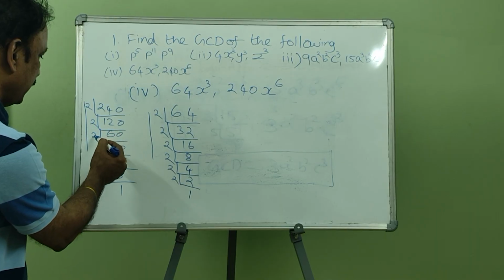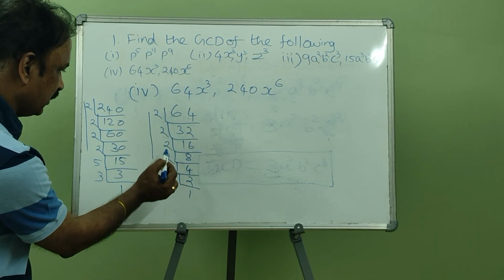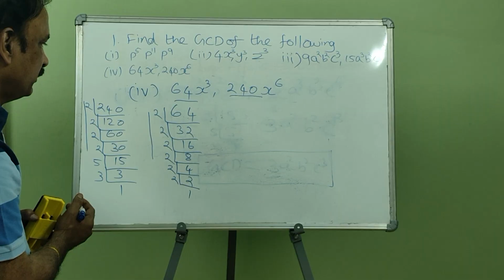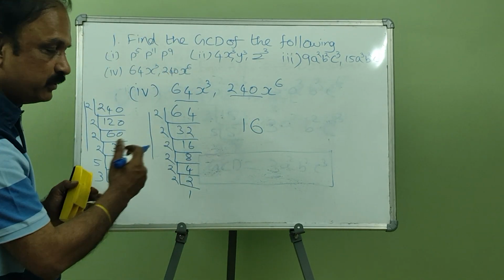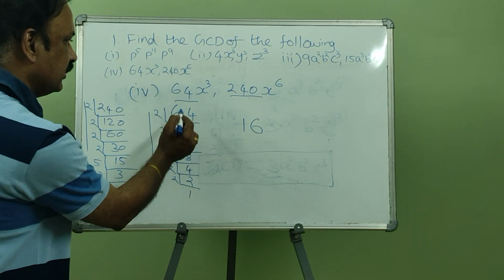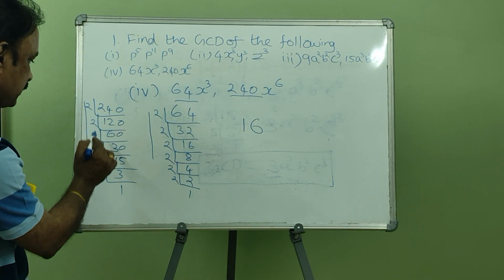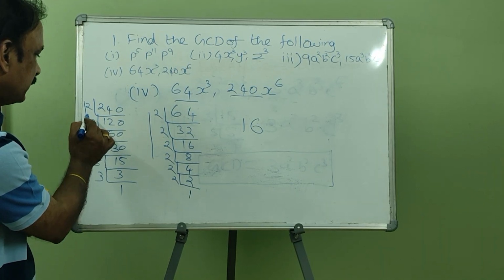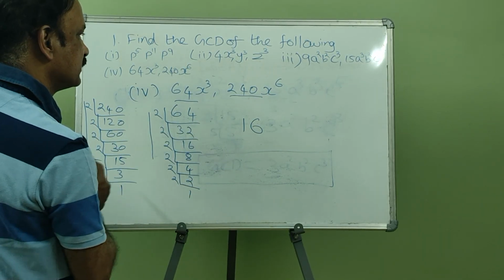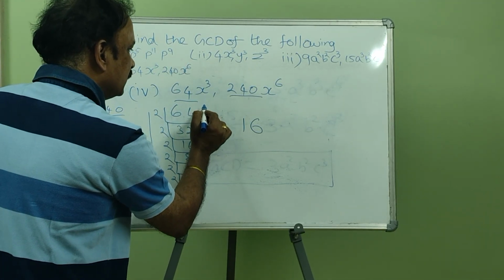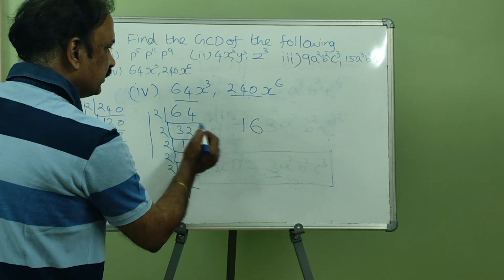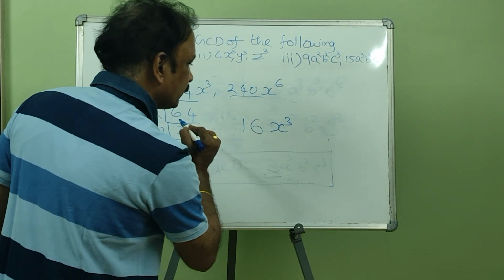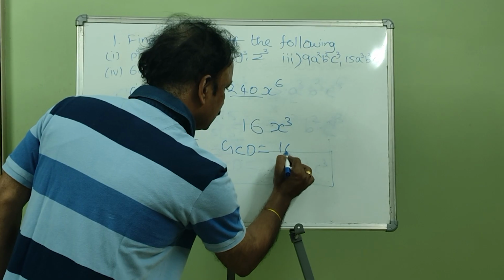2 into 2 is 4, 4 into 2 is 8, 8 into 2 is 16. So there are 4 2's common between 240 and 64. That is the highest common factor, which will be 16. I hope you understood how we calculated the HCF between 64 and 240. We kept dividing by 2, the successive division, and then took the common numbers between 240 and 64, which is 16. And then if you consider the polynomial term, x cube and x to the power 6, the lower power is x to the power 3. And so the GCD is 16x cube.